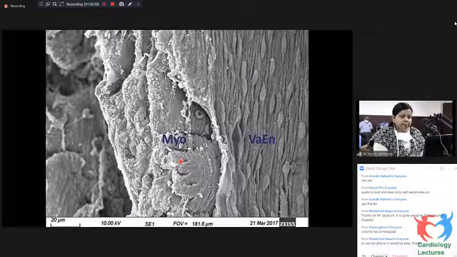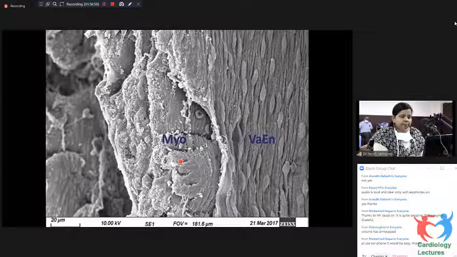So this is a light microscopic view of the pericardium. It is lined by mesothelial cells on the surface. This is fibrous tissue and this is the adipose tissue. So this is the visceral pericardium, the layer of mesothelial cells beneath which there are adipocytes with nerve bundles and blood vessels.